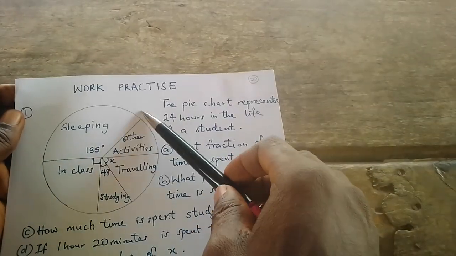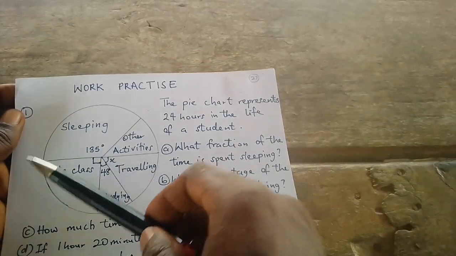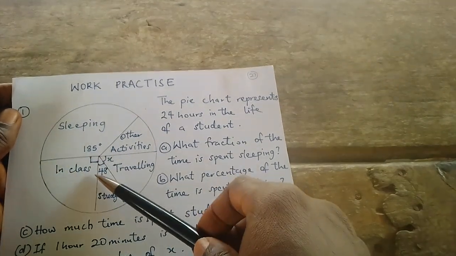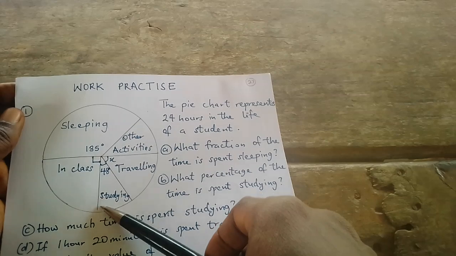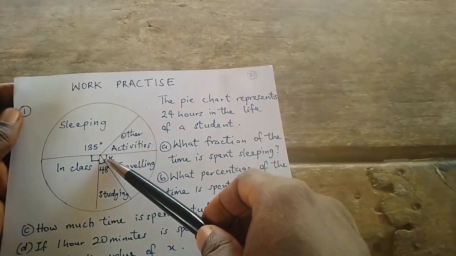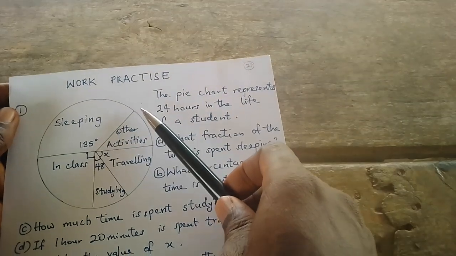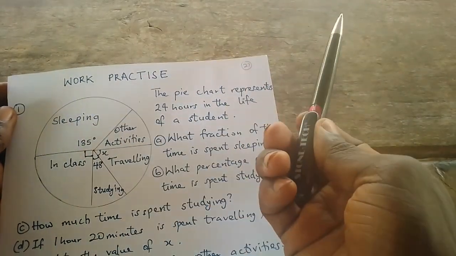So 135 degrees is used for sleeping. He spent 90 degrees in the class. He spent 48 degrees studying. We are told that X degrees is spent for traveling. Then for other activities, we don't know.